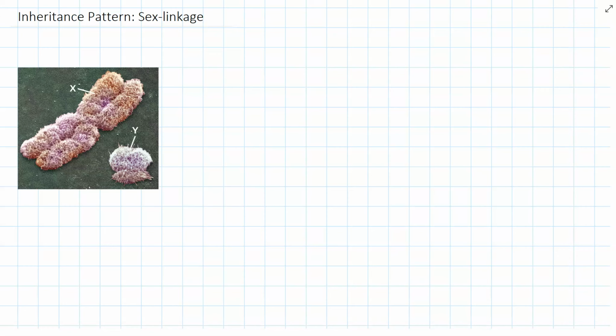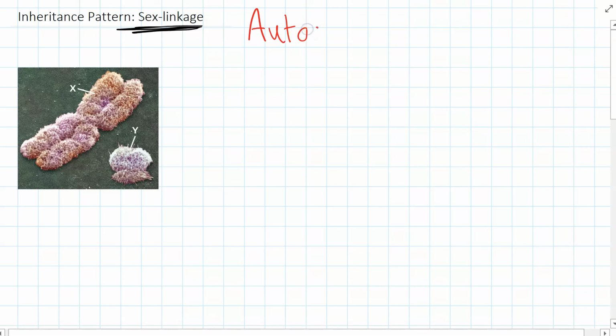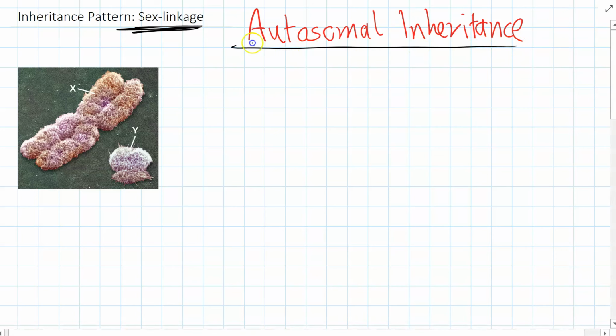Hey everybody. So in this video we're looking at sex-linked genes. So far we've only looked at genes that are found on the autosomes in a cell, so the normal chromosomes. And this type of inheritance is called autosomal inheritance. And so all the Punnett squares and inheritance that we've been learning so far applies just to these genes, which is where most of genes are found.